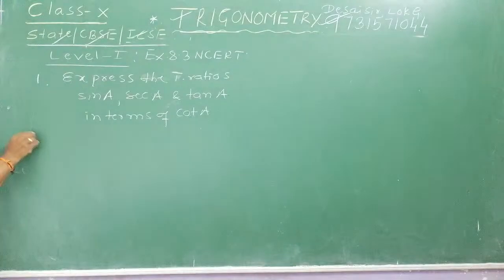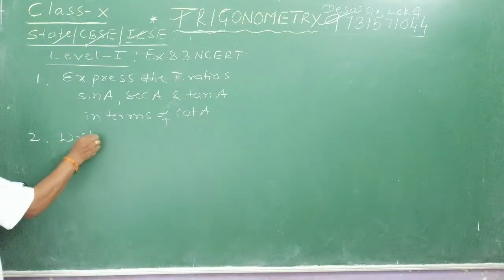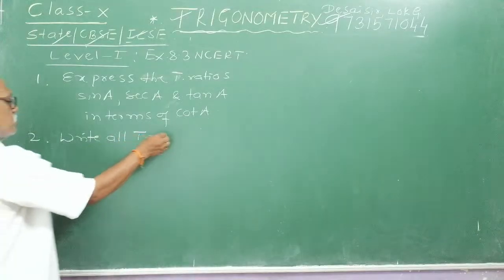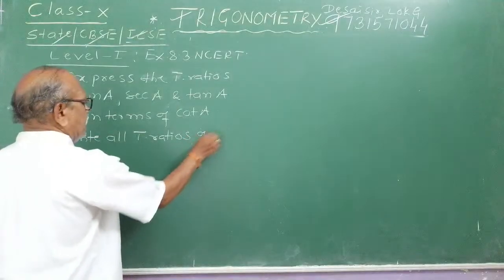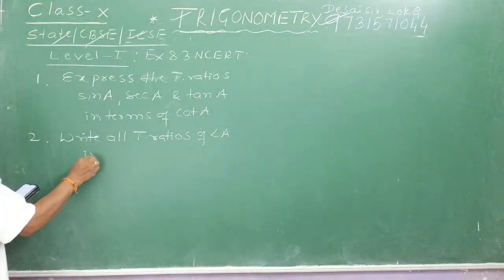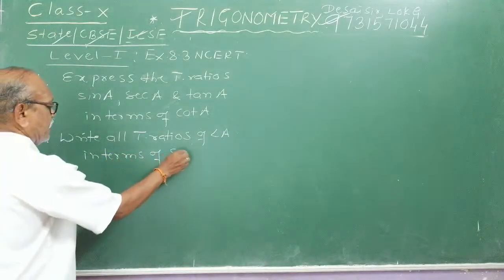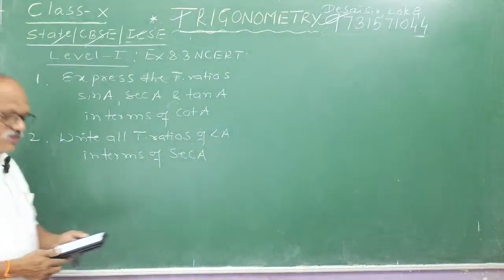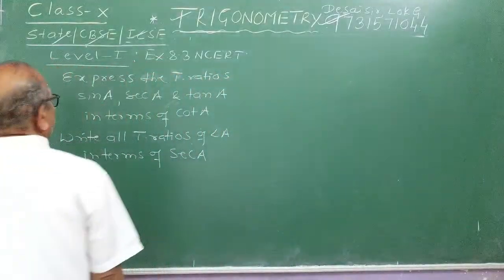Now take a second question also. Write all trigonometric ratios of angle A in terms of sec A. Observe, this particular problem can be solved by using all these 32 identities intelligently.